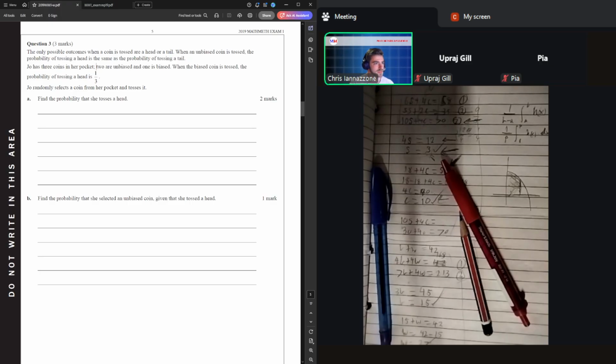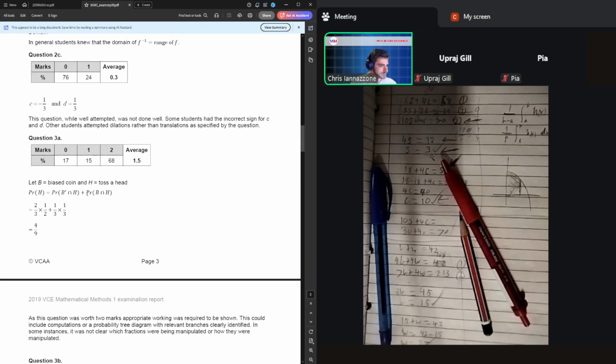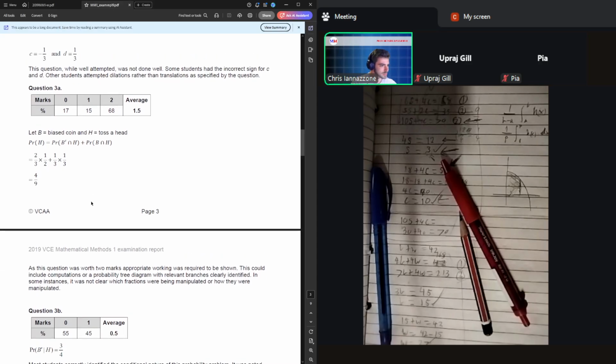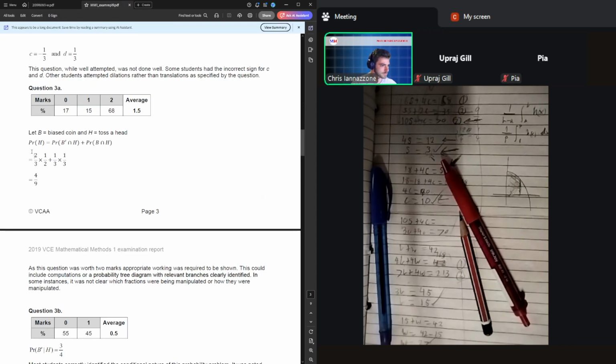And so yeah, that's all that's really going on there. It's this one here, so unbiased intersection head. Yeah, unbiased, this one. That's the one that you want. And then dividing by the probability of head, which is the 4 on 9. This divided by that should get you the 3 on 4. Make enough sense?